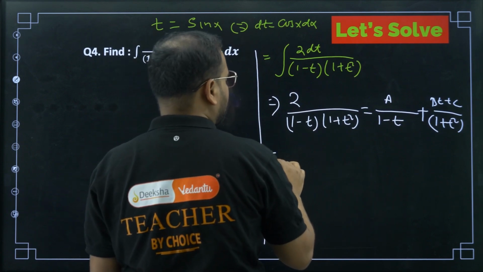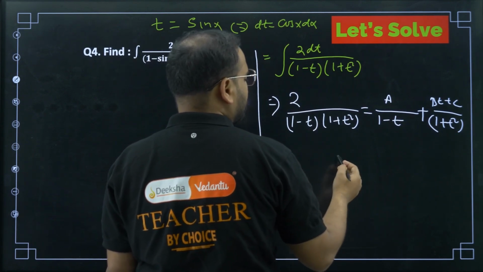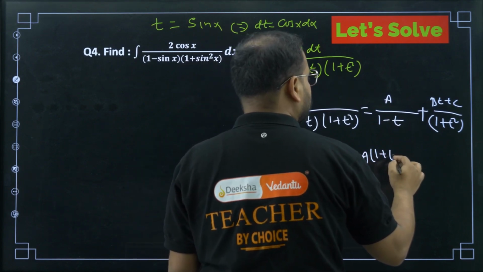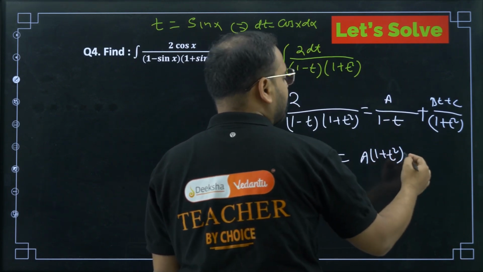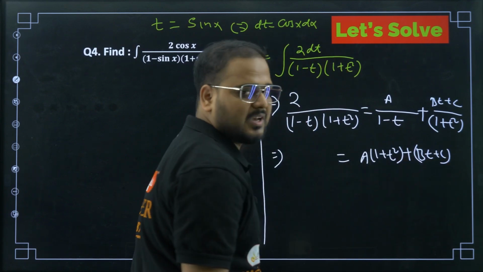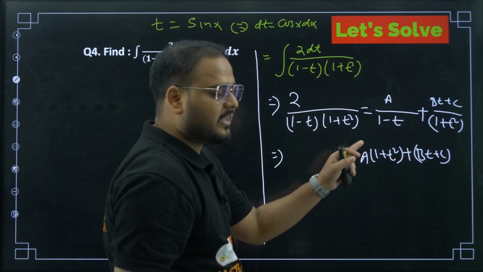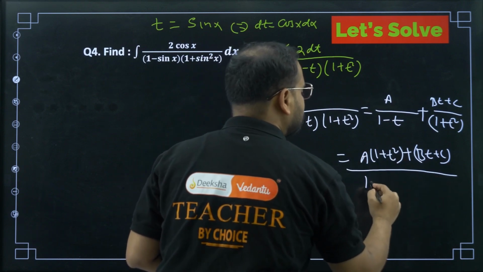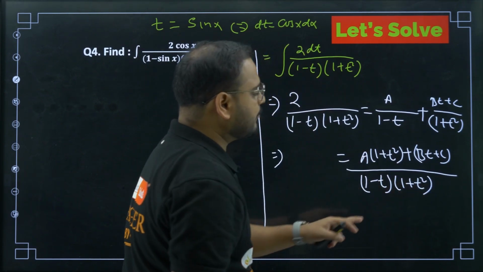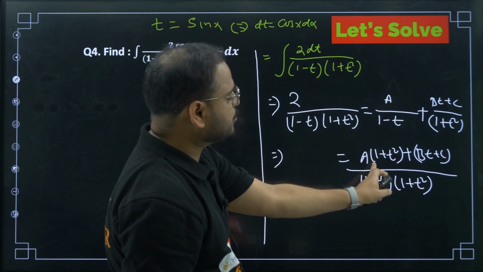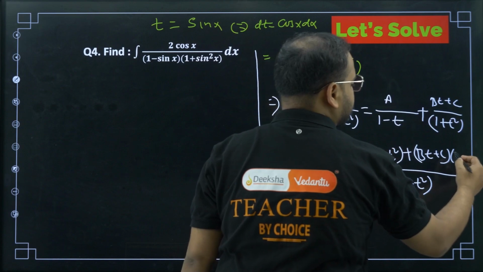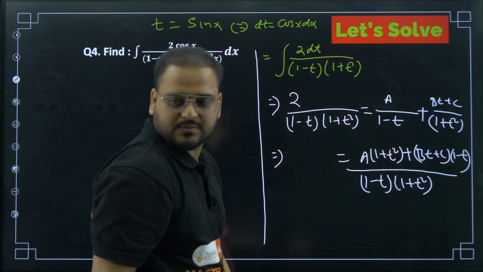Please have a look. I can multiply this like this. So I'll only do it for this RHS side. I'll get A times 1 plus t square, and then add this with Bt plus C times 1 minus t, right? Because I'm taking the LCM. What is my LCM? 1 minus t and 1 plus t square. If I do that, I get A times 1 plus t square, and then multiply 1 minus t with this. Is it visible? Yes, sir.